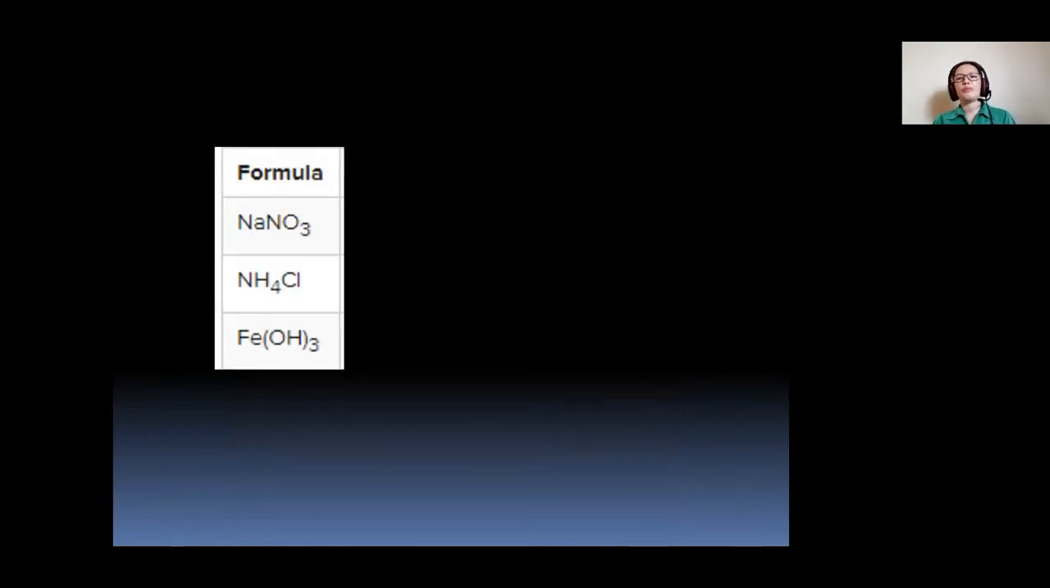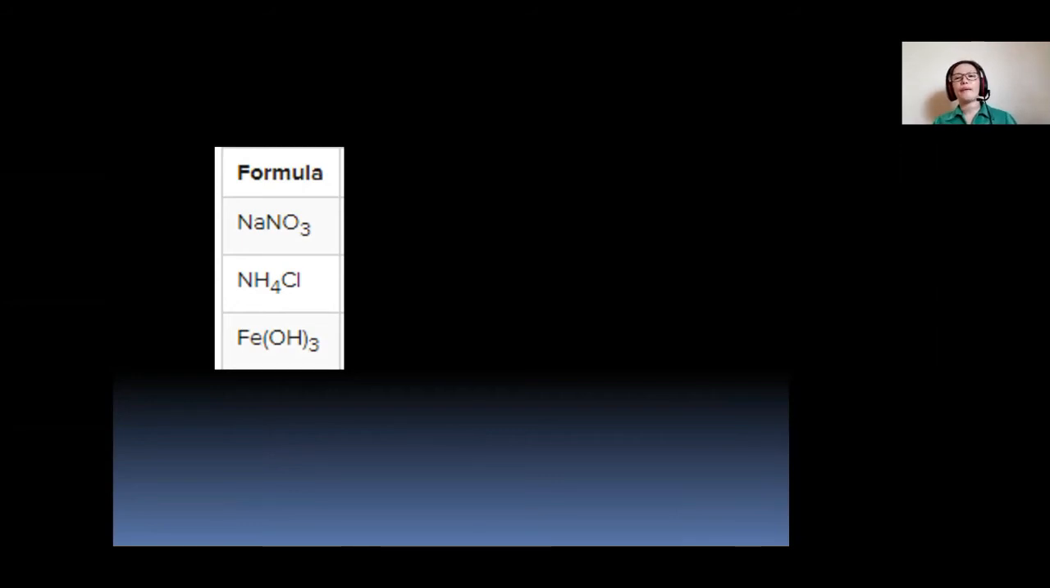So say for example, if you have NaNO3, the cation there is sodium, the polyatomic ion there is the NO3. So Na is named as sodium and NO3 is nitrate. So its chemical name is sodium nitrate. For the second example, the name of the cation is ammonium, and then the second element will end in IDE. So instead of ammonium chlorine, it's named as ammonium chloride.